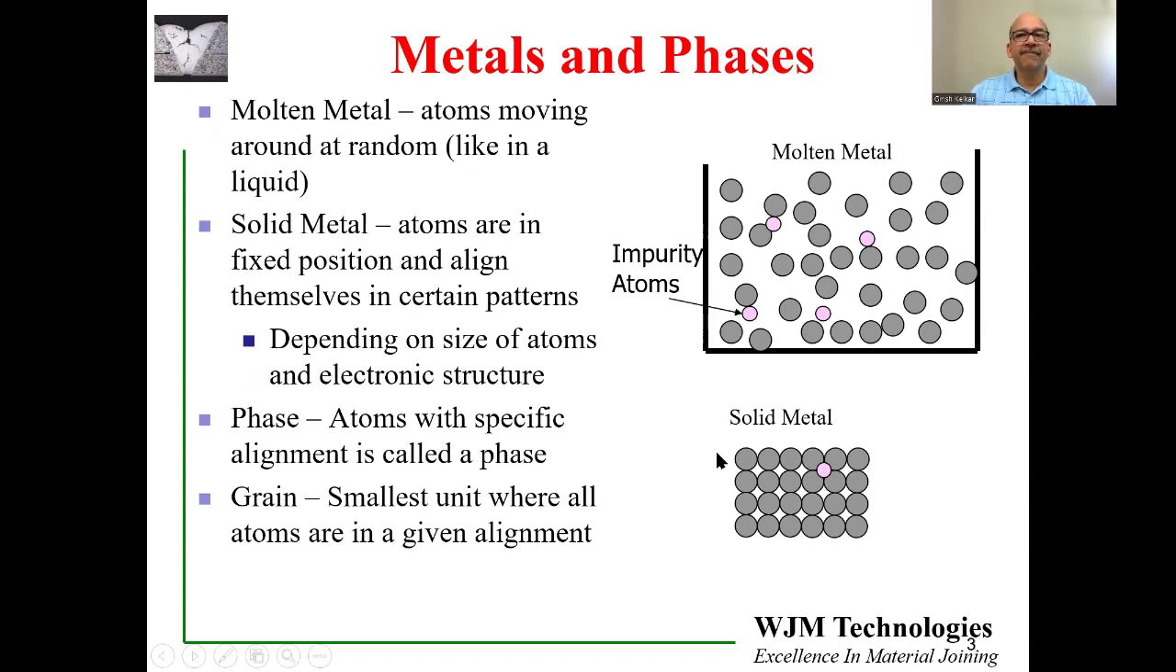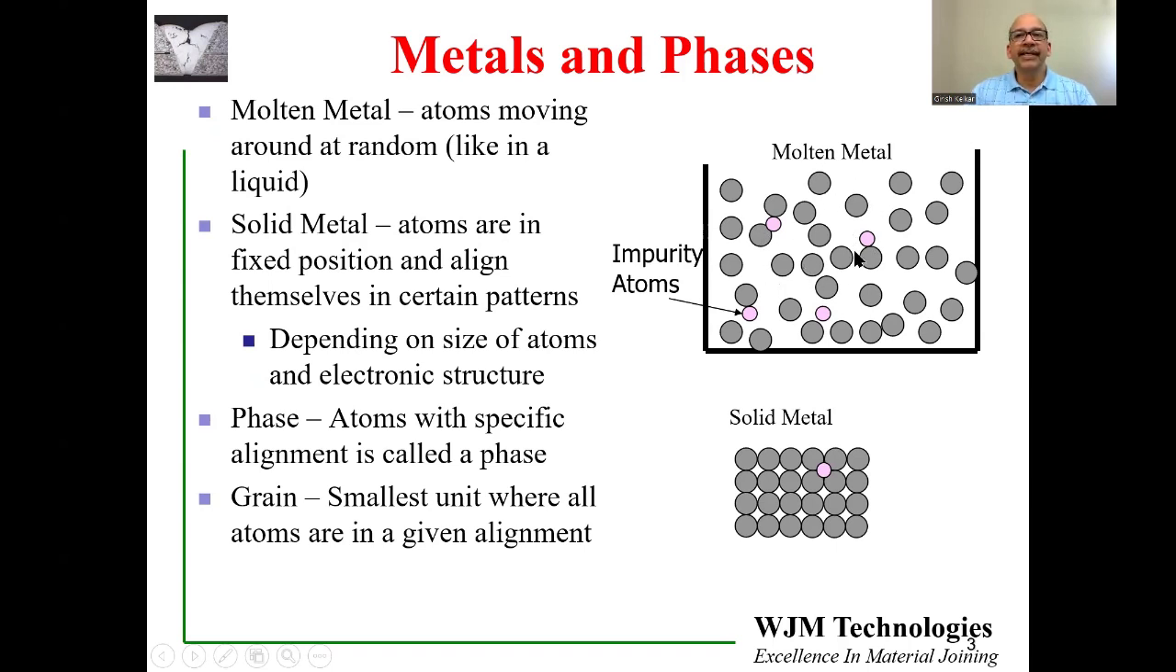Metals and phases. Molten metal is a condition of metal where atoms are moving past each other. So molten metals do not have a structure. They are like a liquid. In fact, that is the definition of a liquid, that the atoms are moving around and do not have a structure.